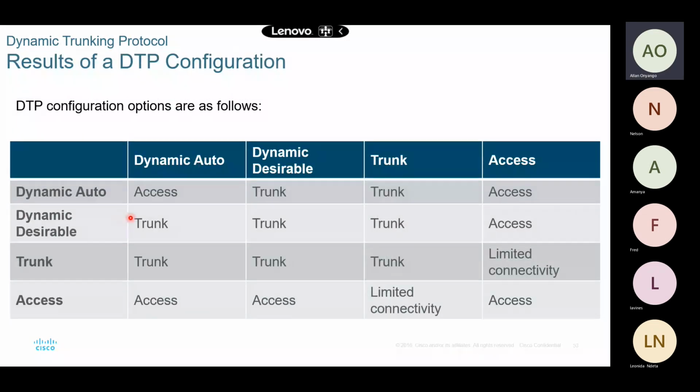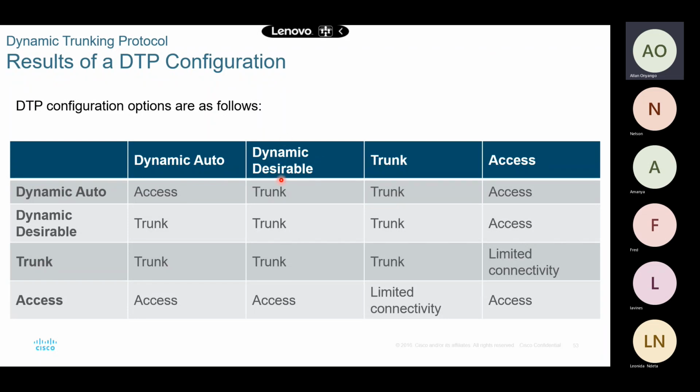This table helps in the formation of the trunks, whereby this row here is one side of the switch, and this other is the other side of the switch. So you have two switches linking them together. If one side is dynamic auto, which is the default, and the other side is dynamic auto, it will be in access mode. Dynamic auto with trunk will form a trunk. Dynamic auto with access will form an access port.